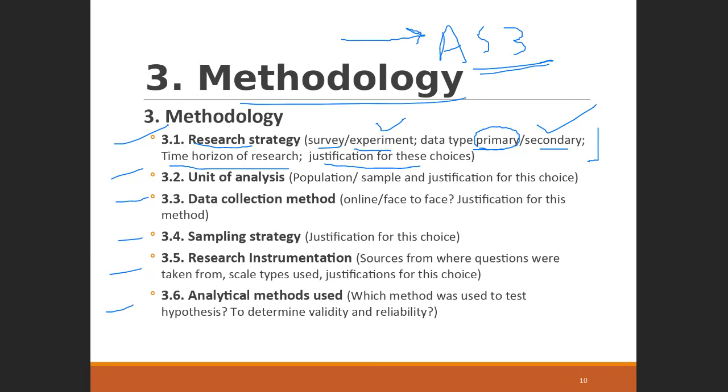The second part of your methodology is becoming very clear about your unit of analysis. Tell us about your population, what is your population, and what is your sample. Your population may be the young group, the youth. Your population may be the younger strata of the population, but your sample may be students. So you need to justify this choice, why you have chosen your sample from, for instance, students.